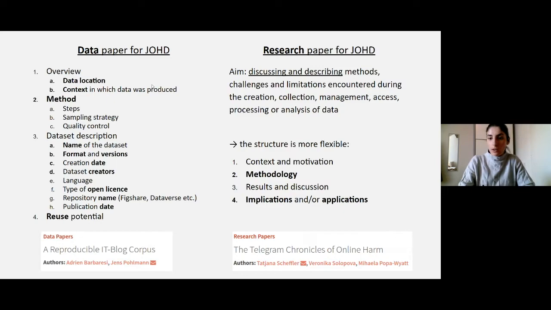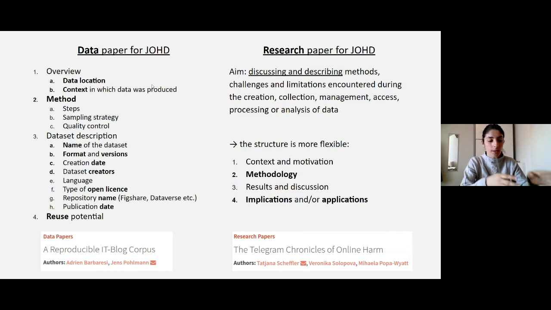And then there's the bare description of the dataset, so the name of the dataset itself, how it's stored in the repository, different formats. So is it CSV files? Is it other types of files? Is it XML and so on? And versions. So if there are different versions of the same dataset, it needs to be specified as well.